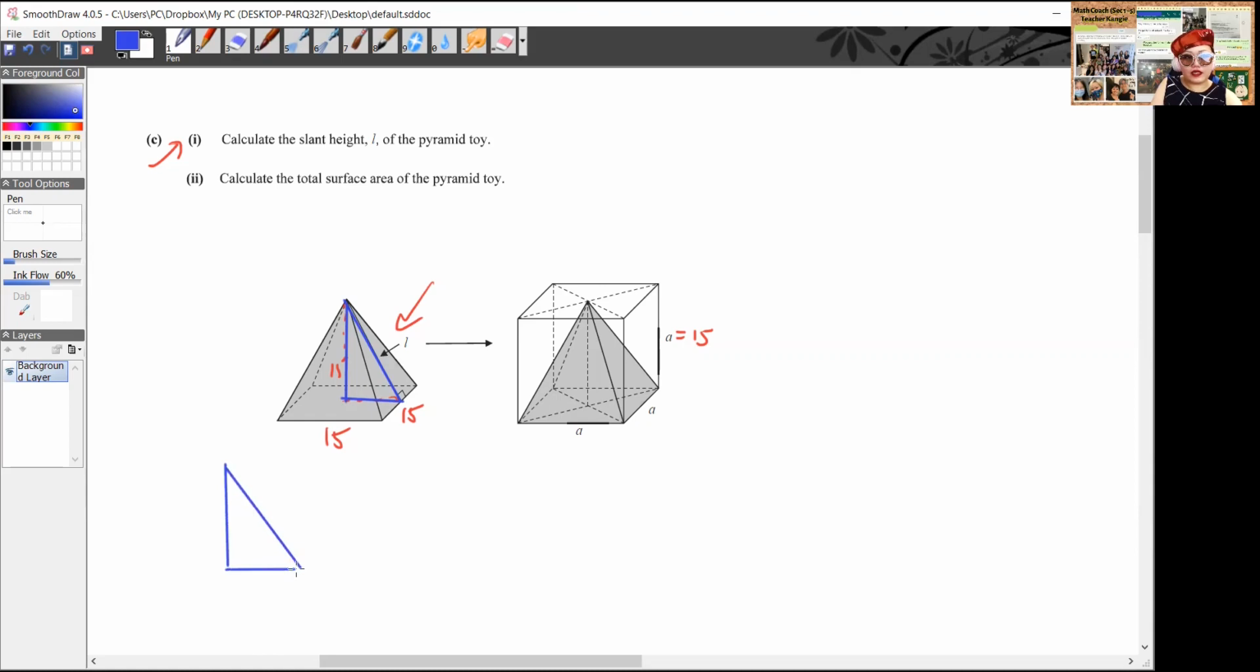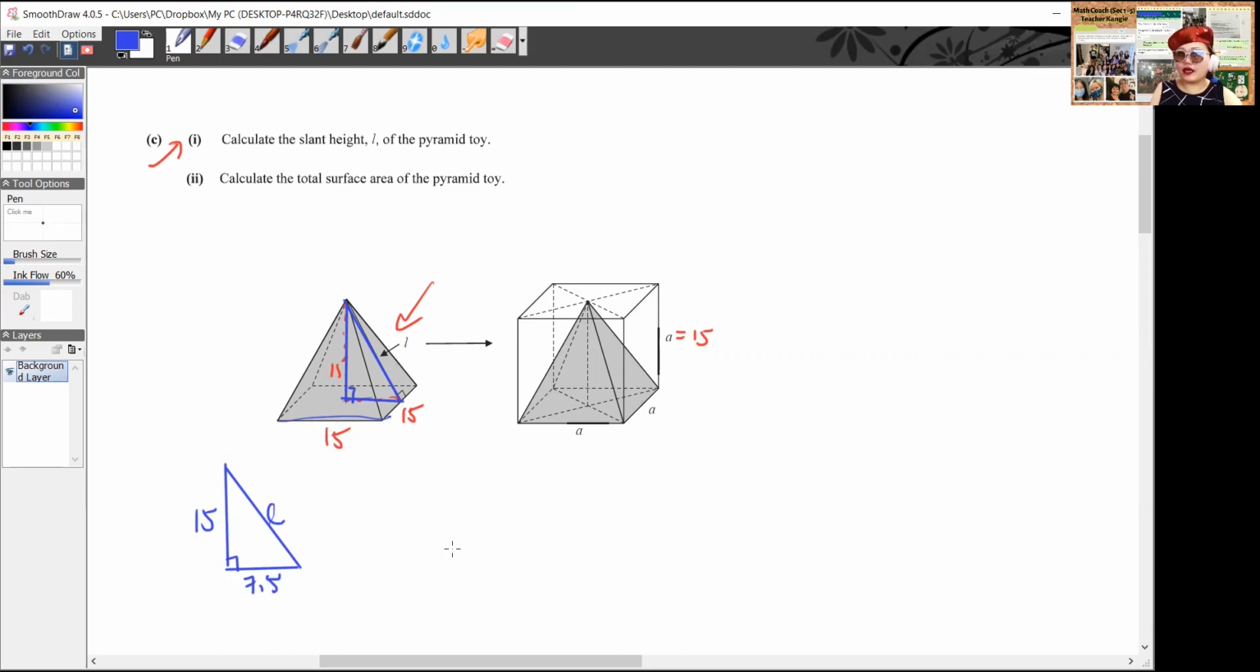Okay, so I'm drawing it here. So this is a right angle triangle. This is right angle. And we know that the height is 15. And how about this inside? This is half of the 15. Okay, so that means it's 7.5. 15 divided by 2 is 7.5. So your task is to find this L.